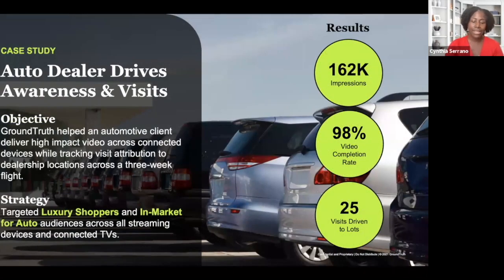So in this auto case study, we worked with a client who targeted luxury shoppers that were in market for auto across all streaming devices and connected TVs. As you can see, they got almost 100% video completion rate, and they delivered 160,000 impressions and drove 25 visits to their dealerships in only 3 weeks. So the combination of TV and audience targeting yields great success.